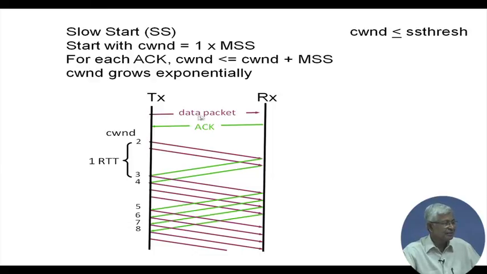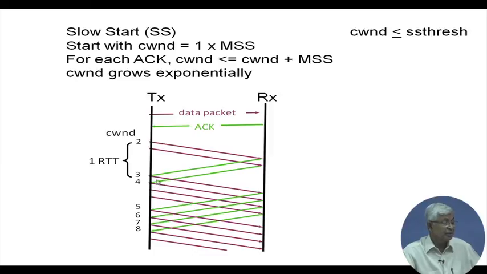Transmitter sends a data packet, one segment, and the acknowledgement for the segment has come. So, it will increase by 1 MSS. So, cwnd has increased from 1 to 2 as 1 acknowledgement has come. So, it will send 2 segments. So, for 2 acknowledgements, for each acknowledgement it increases by 1, so for 2 it will increase by a total of 2.